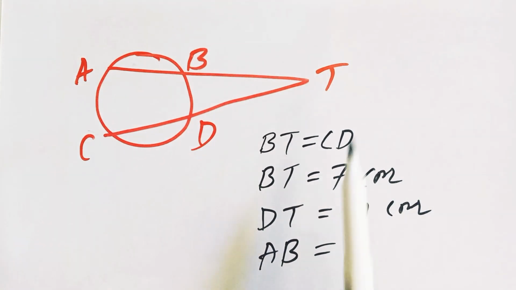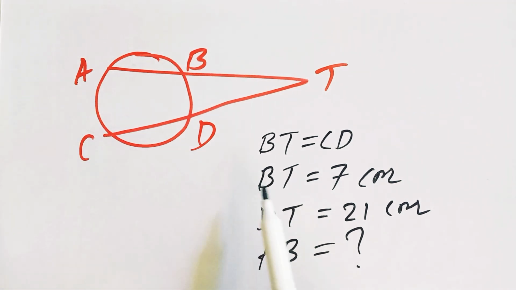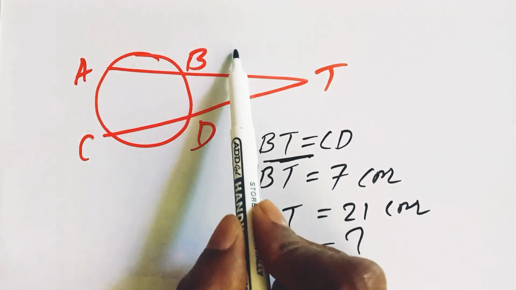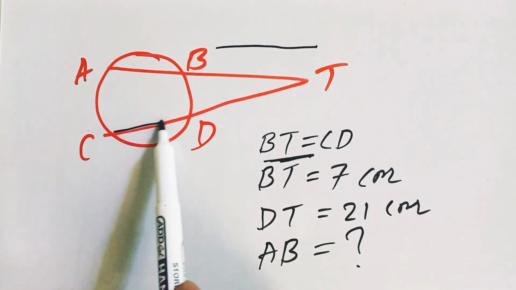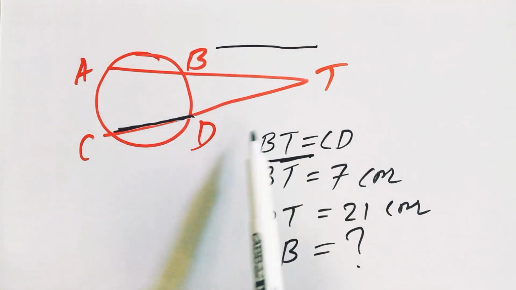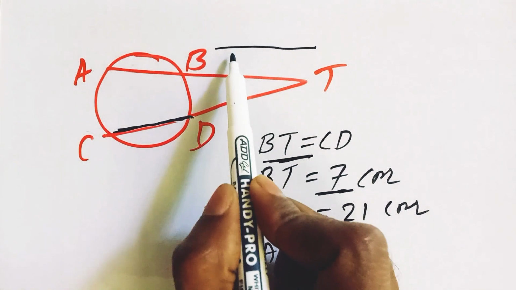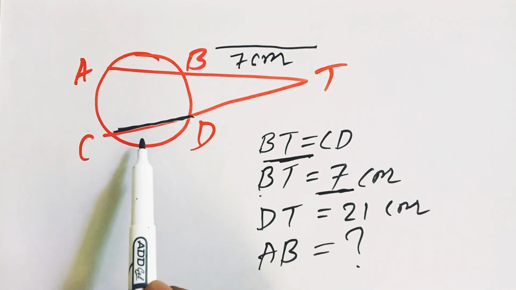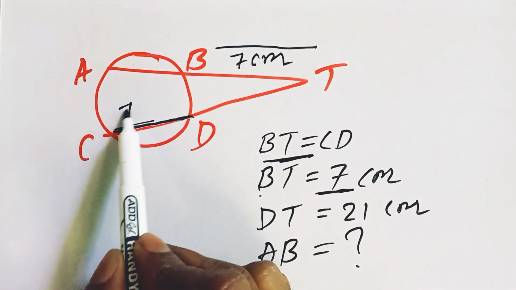Today I've come with a new question. See here the question. So friends, here BT and CD are equal. See here, this portion BT and this portion are equal. So what will be the value of BT? Then the value of CD will be the same. So the value of BT is 7 centimeter. In the same way, the value of CD will be 7 centimeter.